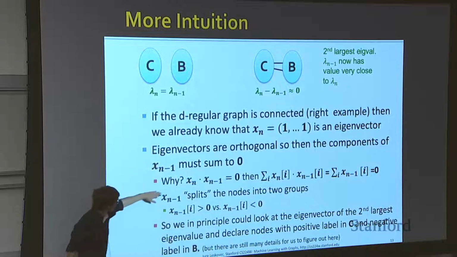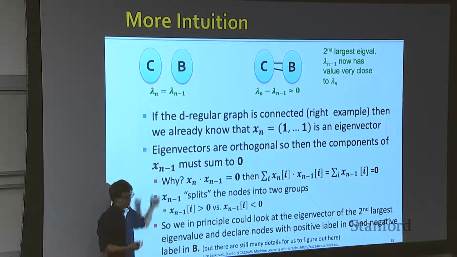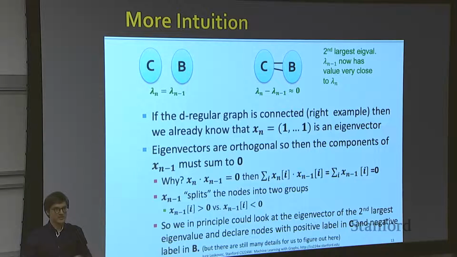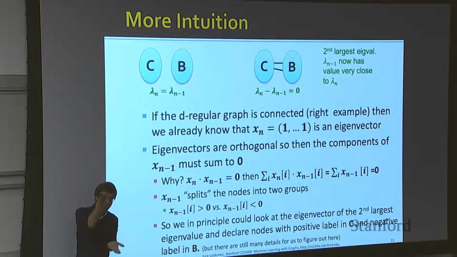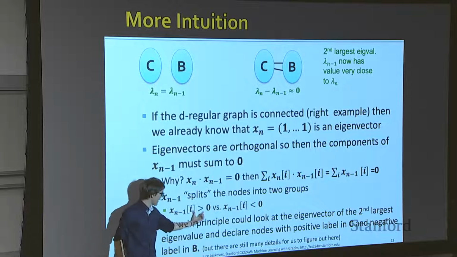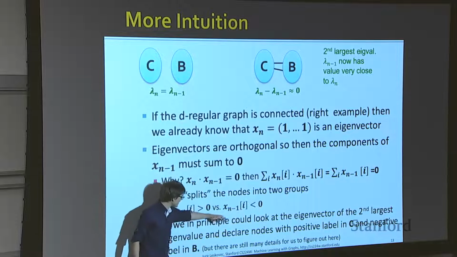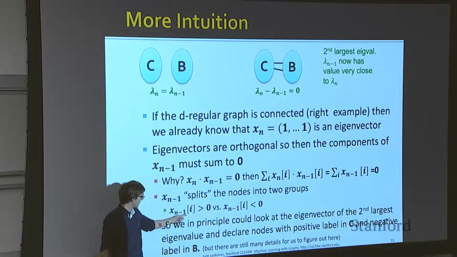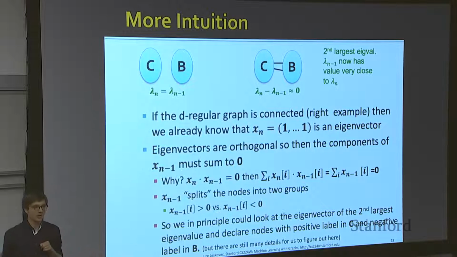Okay? And this fact will be important. So what does this mean? This means that the components of this second eigenvector must sum to 0, which means that some of its coordinates will be greater than 0, and some will be less than 0. And what this will mean, as I will show you later, is that some nodes will have a value greater than 0, and some nodes will have a value less than 0. And whether the node has a label that is positive or negative will essentially tell us who is on the left side and who is on the right side.